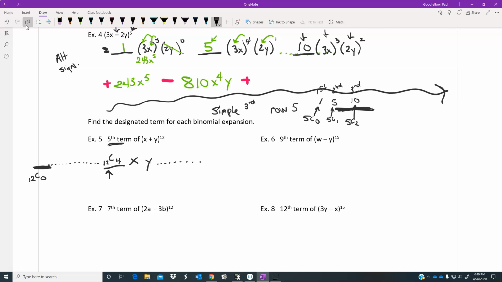Now that's a pretty solid deal right there. You're like, wow, 12 choose 4. Now that's a way for me to write it. Is there a way for me to find it? And the answer to that is yes. I'll show you in just a second.